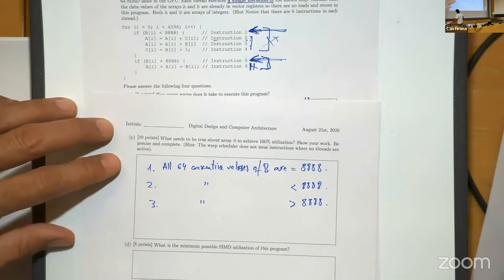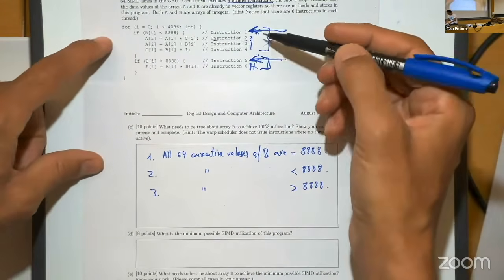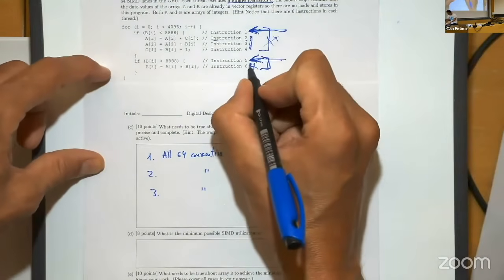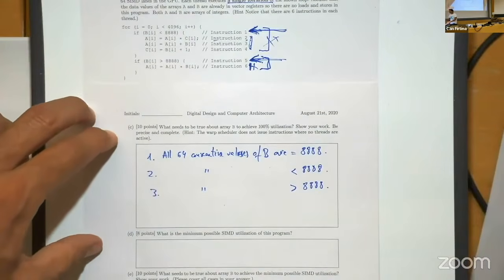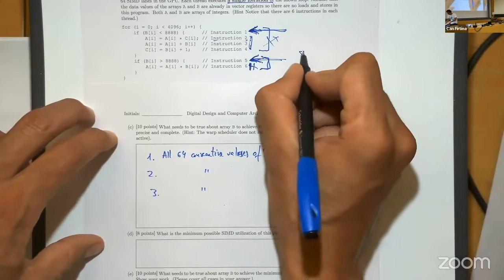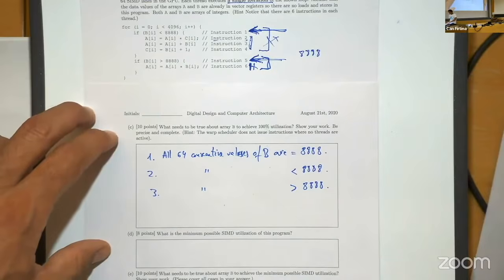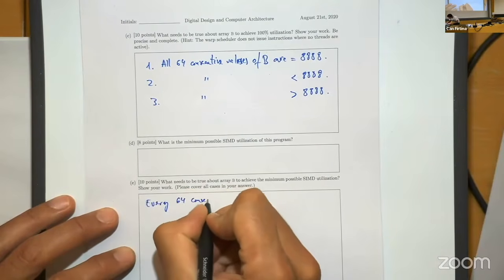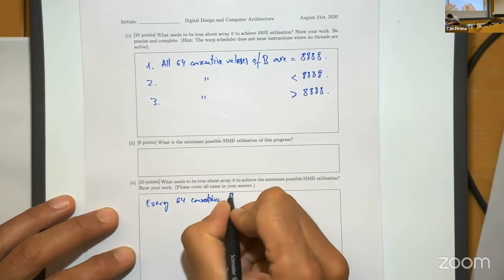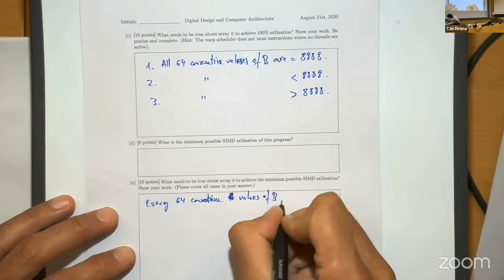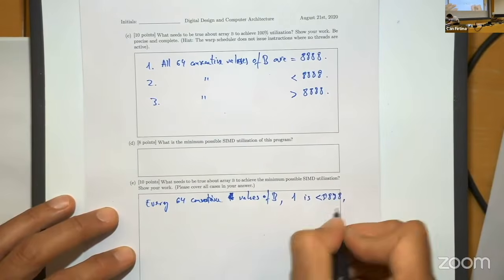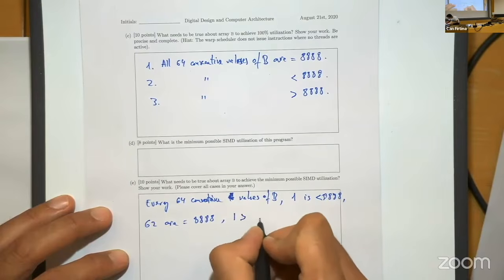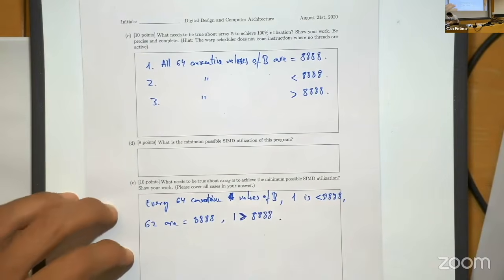So here, for the minimum, we are assuming that only one thread executes these 3 instructions, another one thread executes this instruction 6, and the rest of threads simply don't execute more instructions because their values are equal to 8, 8, 8, 8. So, as I said, every 64 consecutive values of B, one is less than, 62 are equal, and one is greater than this number.